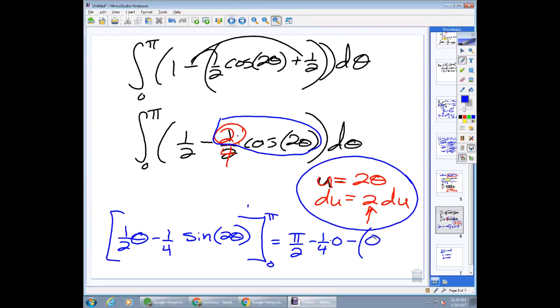I get half of 0. And then what's the sine of 0? 0. Yeah, so I get a quarter of 0. And so I have a minus 0 there too. So that part turns out to be irrelevant. I just plugged it in to double check. And so it looks like the answer is pi over 2, the only thing that's left standing.